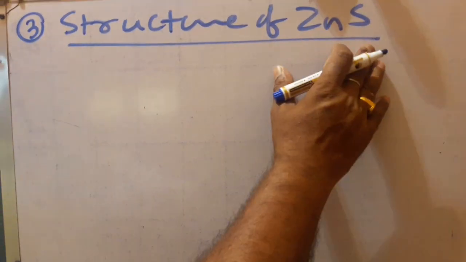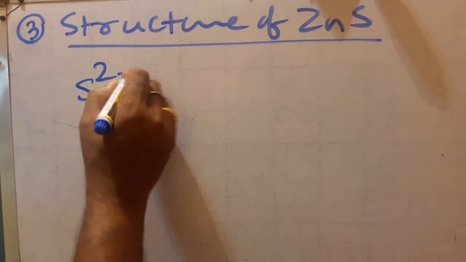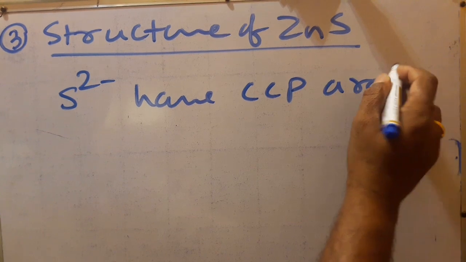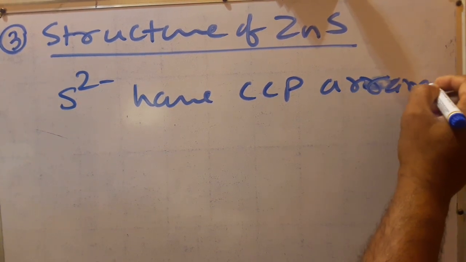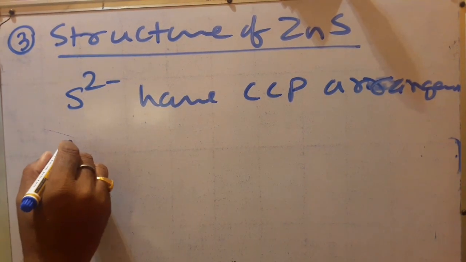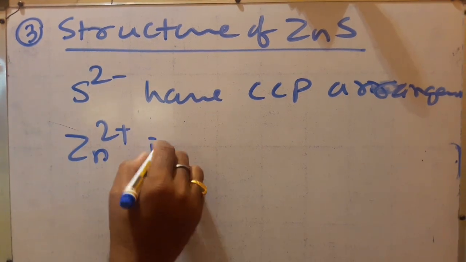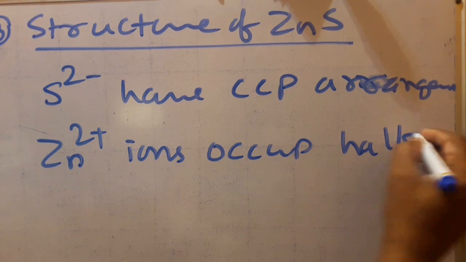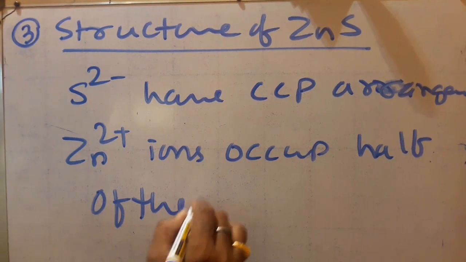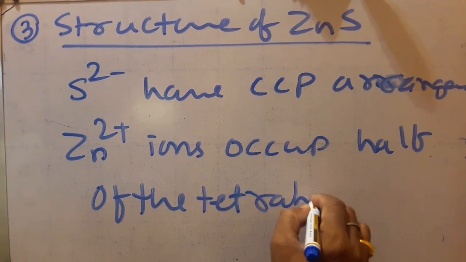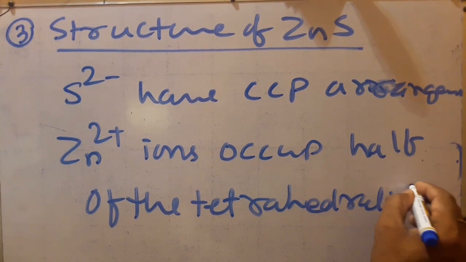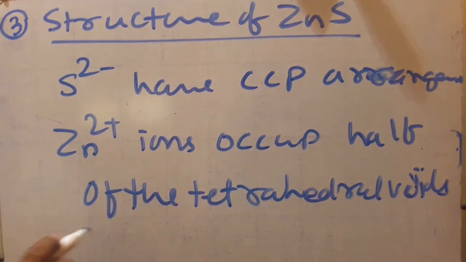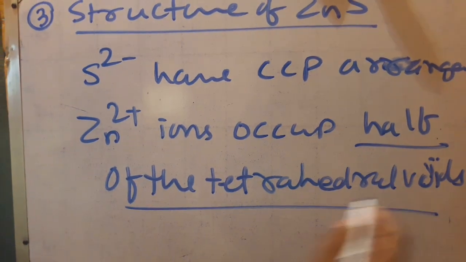In case of ZnS, the sulfide ions have CCP arrangement, and Zn2 plus ions occupy half of the tetrahedral voids. This is the main feature of ZnS: half of the tetrahedral voids, or alternate tetrahedral voids.